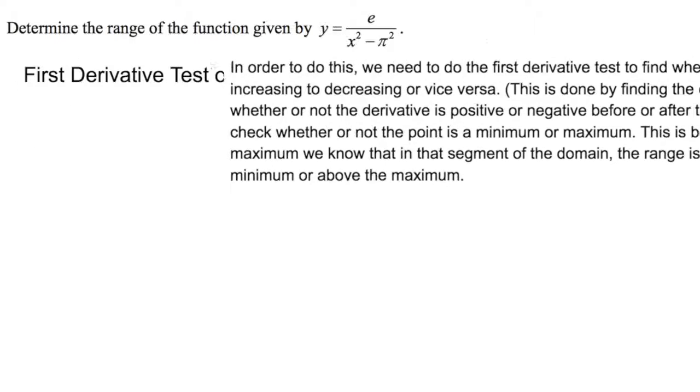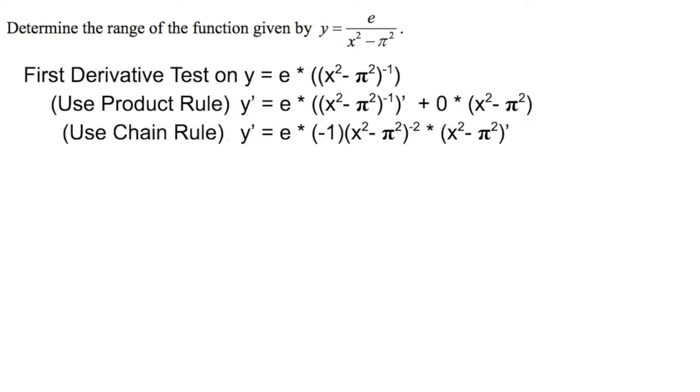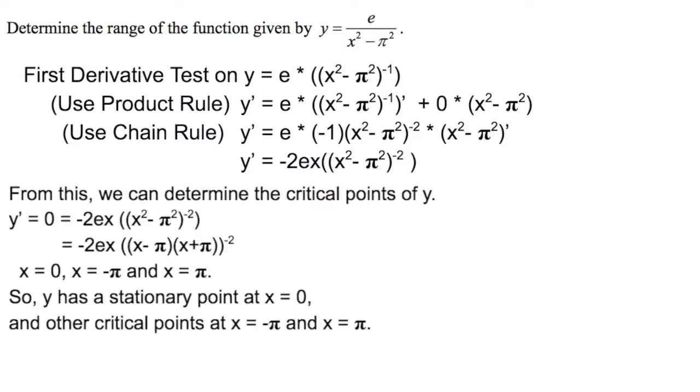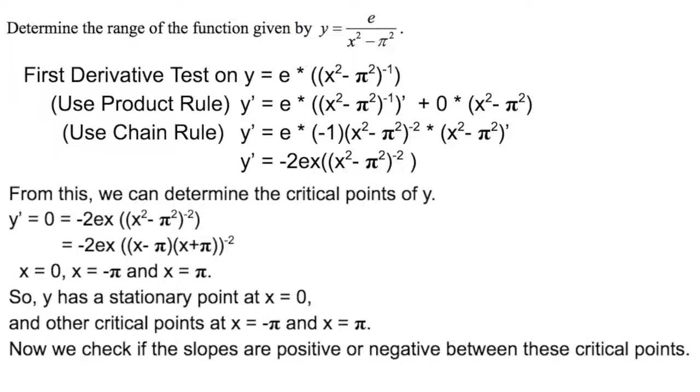So if we do the first derivative test on y equals e over x squared minus pi squared, we get that y prime equals negative 2ex times (x squared minus pi squared) to the negative 2. From this, we can determine that y has a stationary point at x equals 0, and other critical points at x equals negative pi and x equals pi.